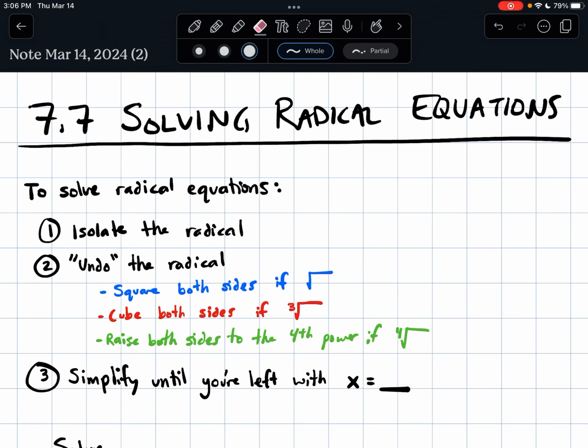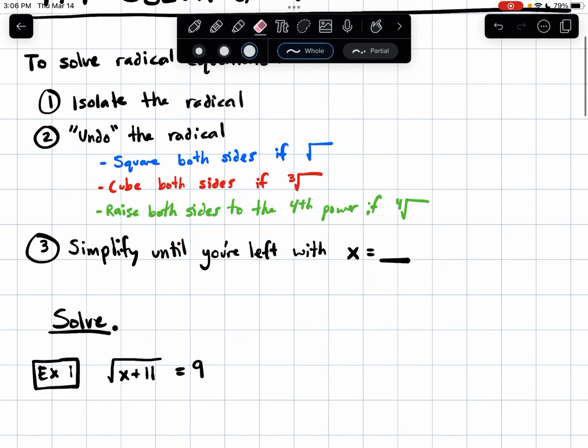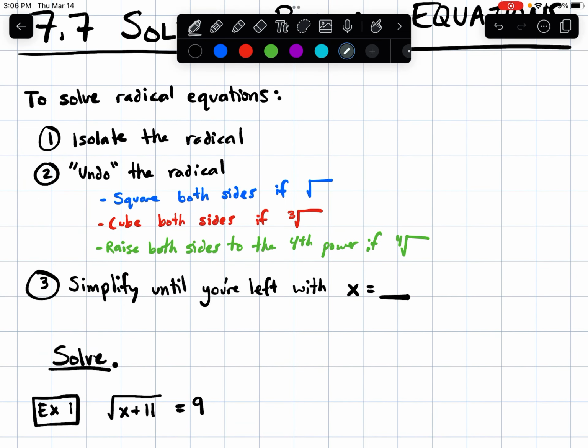The first thing is that you need to isolate the radical. So whether you need to add, subtract, multiply, or divide some numbers away from the radical, that's what you have to do first. The next thing you want to do, and I put this in quotes, is you want to "undo" the radical. What I mean by undo is we have to use inverse operations to get rid of that radical. So if I have a square root, then I need to square both sides. If I have a cube root, then I need to cube both sides. And if I have a fourth root, then I need to raise both sides to the fourth power.